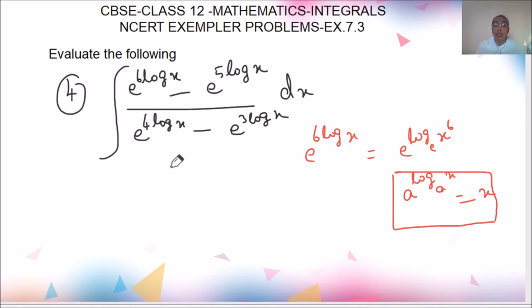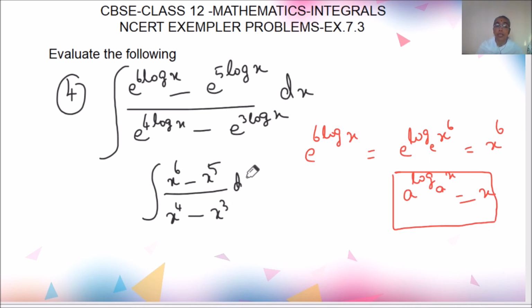So using these two formulae in logarithm, the first value e power 6 log x is nothing but e power log x to the power of 6 base e, which is simply x power 6, right? In the same way we can write the other values also. So the given function will change as: e power 6 log x is x to the power of 6, minus e power 5 log x is x to the power of 5, divided by e power 4 log x is x power 4, minus x power 3, dx, right?